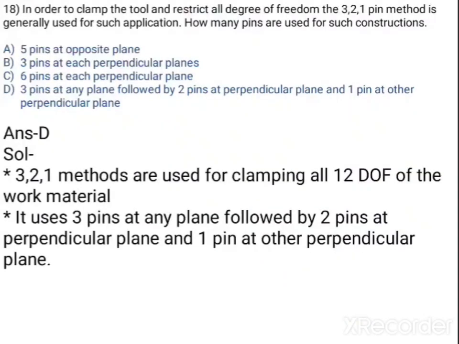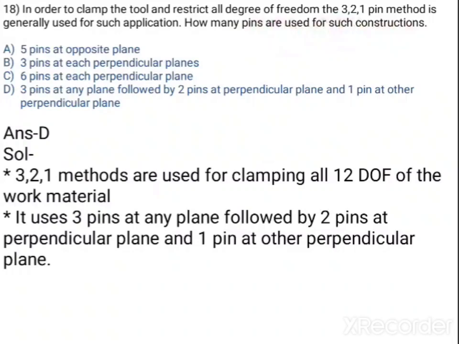Question number 18. In order to clamp the tool and restrict all degrees of freedom, the 3-2-1 pin method is generally used for such an application. How many pins are used for such a construction? So what they ask, how many pins are used? So it is based on the 3-2-1 principle.